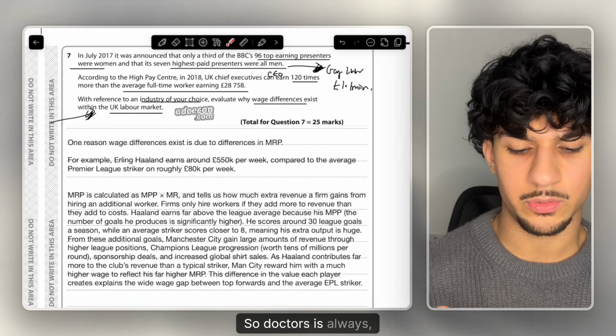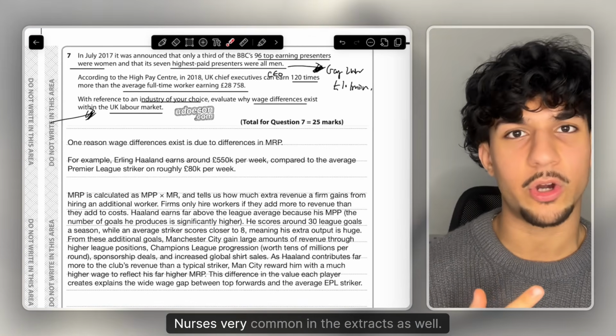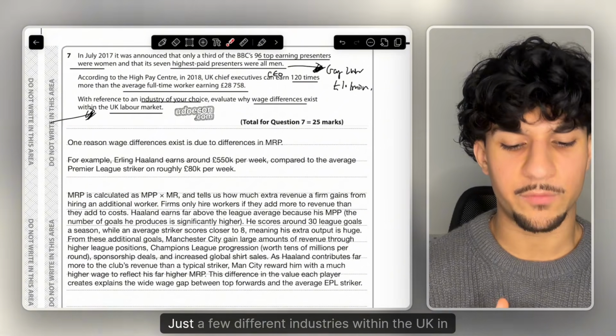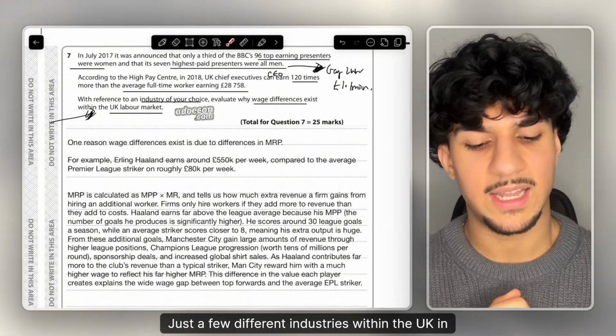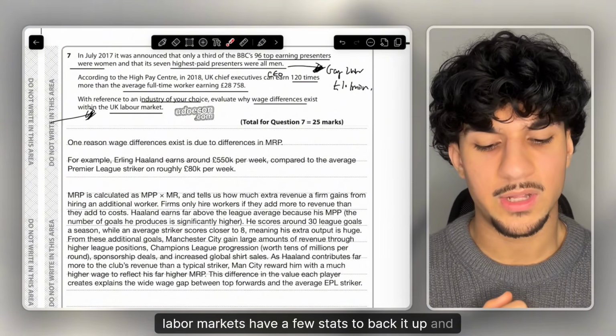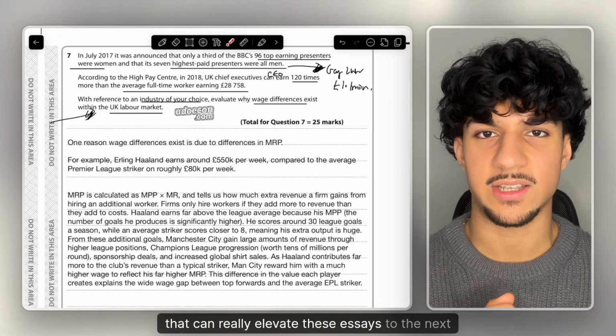So doctors is always a great one, nurses, very common in the extracts as well. Just a few different industries within the UK labour markets, have a few stats to back it up, and that can really elevate these essays to the next level.